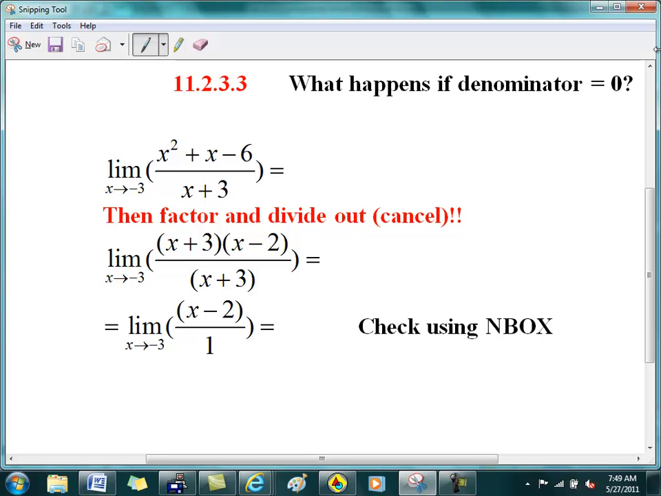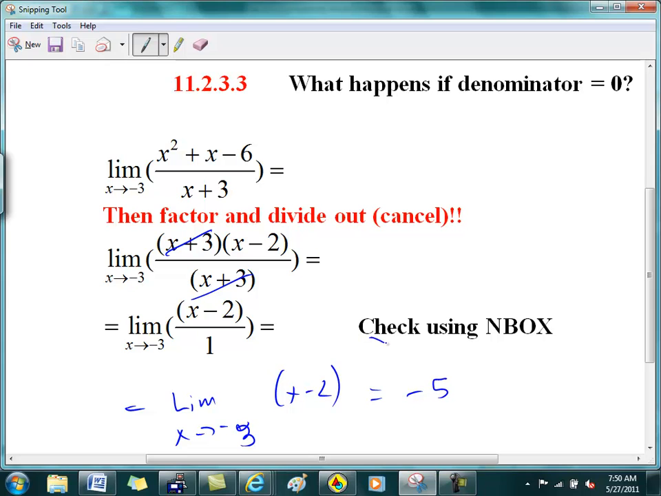Okay, is everybody all right on this? Do I need to explain this? No, you factor it. Okay, right there. So you factor this, which gives you x plus 3 times x minus 2. Then you cancel the factor. And then it leaves you with a simple polynomial, does it not? For polynomials, there's never an issue because there's no denominator. So you can always plug it in for a polynomial. And so then this one would give you -5.